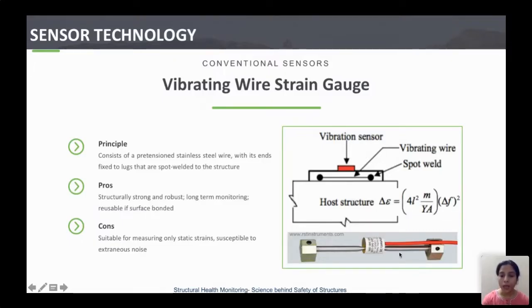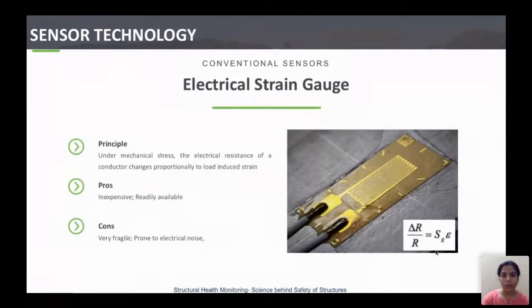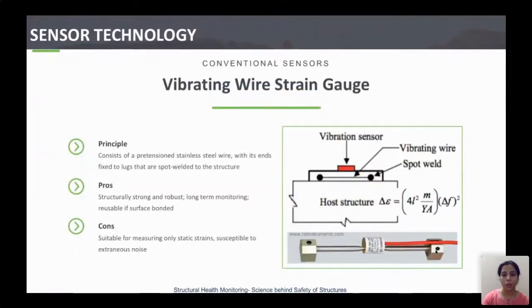Now, if you attach this vibrating wire strain gauge at the bottom of the beam, and the beam is deflected, the length of the wire running from here to here will change, so its vibrating frequency will also change. Thus, you can calculate the strain in terms of the change in frequency using this strain gauge. I have already covered the pros and cons. Its problem is that this sensor can only be used for static strains, not for dynamic ones. The previous one, the electrical strain gauge, can be used for dynamic measurements also, but this cannot.